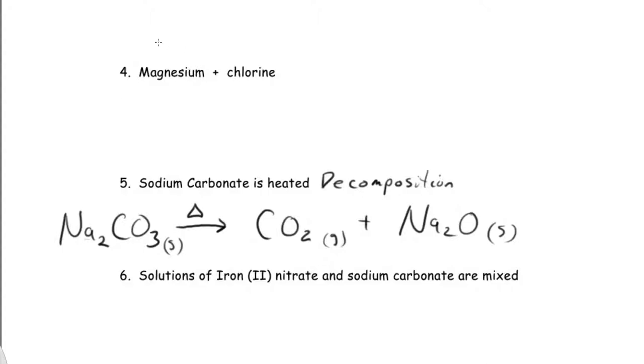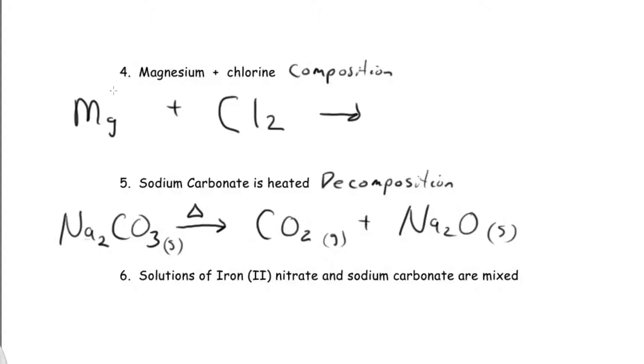Okay, magnesium plus chlorine. Now we have two elements. This can't be decomposition because we have been given two elements. It can't be single or double replacement, and it's not combustion. So the only thing that this can be is composition, or as we have also seen, synthesis or combination.